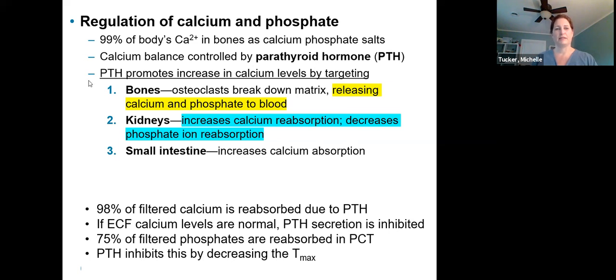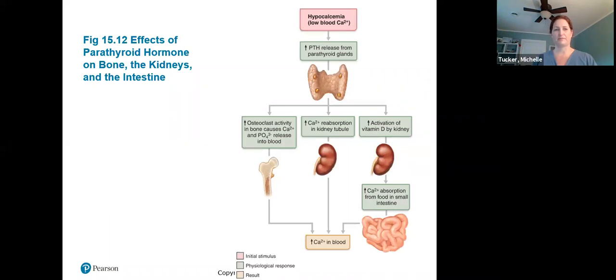The way that calcium is regulated in the blood is through parathyroid hormone. Parathyroid hormone is going to promote an increase in calcium level. It stimulates osteoclasts to break down the matrix, releasing calcium and phosphate to the blood. We'll talk about phosphate in just a second. For the kidneys, it will increase calcium reabsorption, and the small intestine will also increase calcium reabsorption.